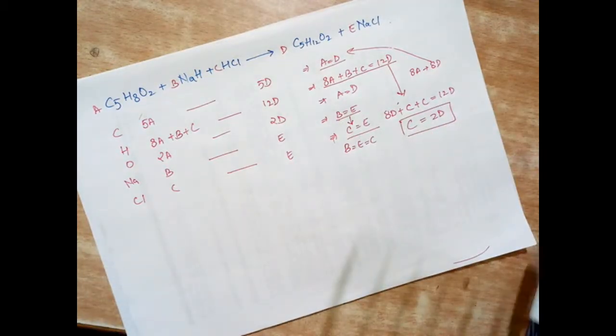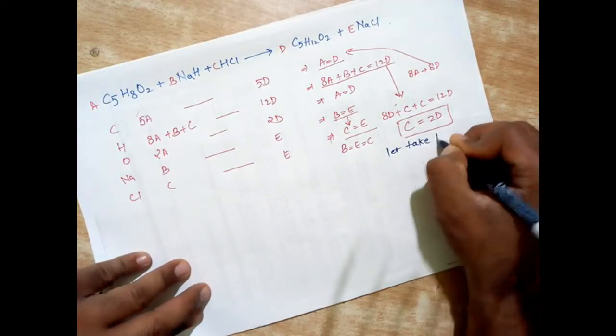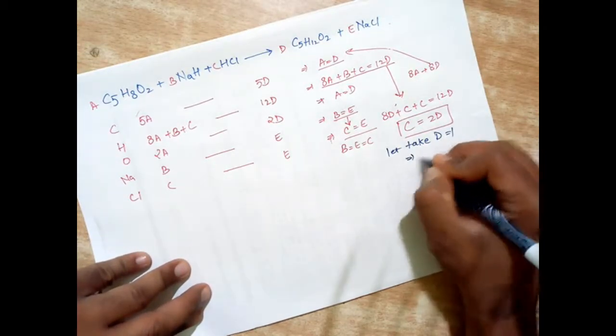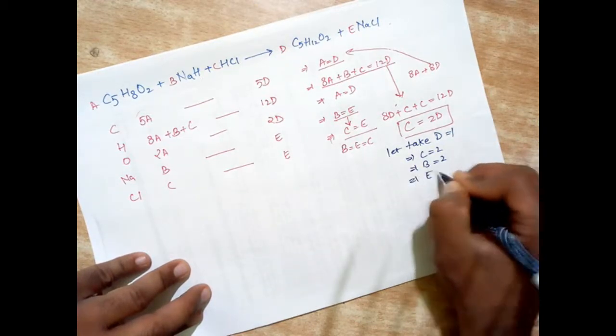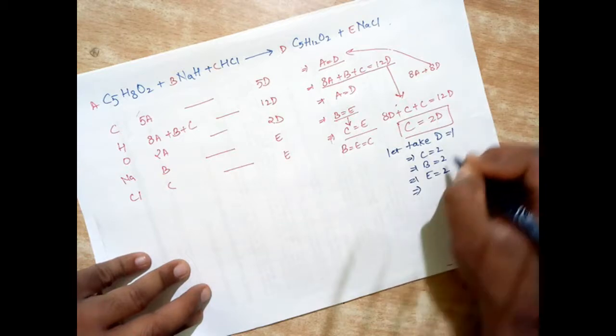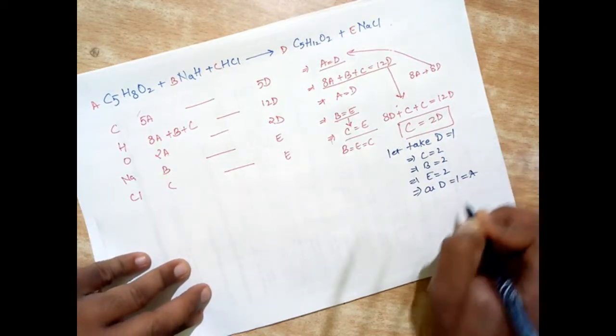So let's start our guessing. Let's take D as 1. This implies C as 2. This implies B as 2. This implies E as 2. And this implies as D is equal to 1, it means it's equal to A.